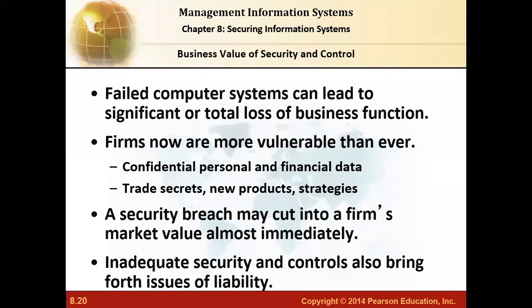Now we talk about the business value of security and control. What is the business value of security and control? Number one, failed computer systems can lead to significant or total loss of business function. Very easy. Let's suppose you have a company which is delivering online orders of garments. You have a system within the organization and your clients are connected to your system, they can see the information and order, then you confirm the order and provide that item to their doorsteps. Let's suppose your system fails, because there is always a possibility that your system might fail.